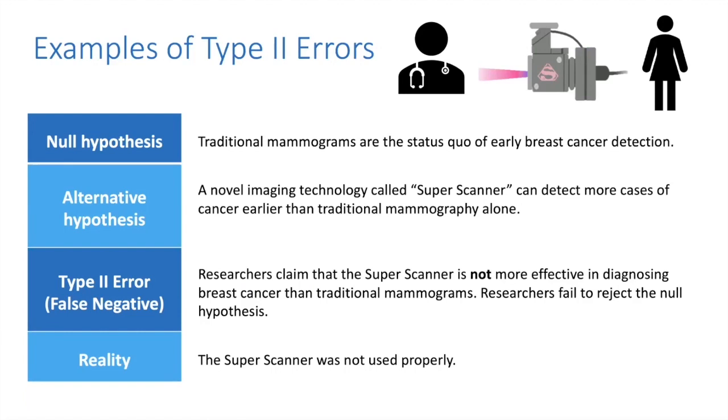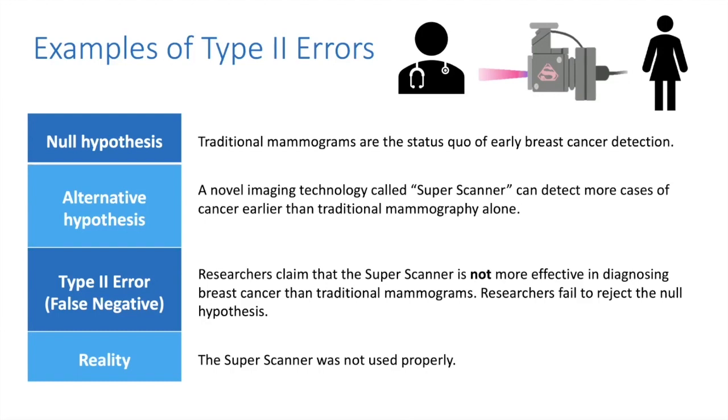Next, we have type 2 errors. Again, the null hypothesis is that traditional mammograms are the status quo of early breast cancer detection. The alternative hypothesis is that a novel imaging technology called superscanner is able to detect more cases of cancer earlier than traditional mammography alone. When interpreting the results this time, a type 2 error occurred.